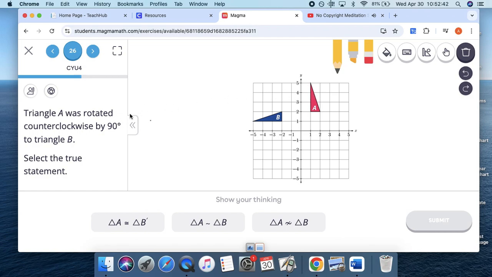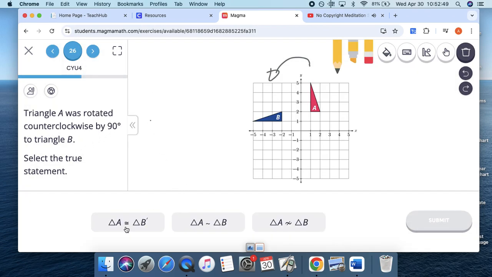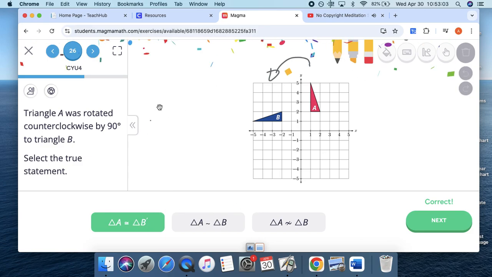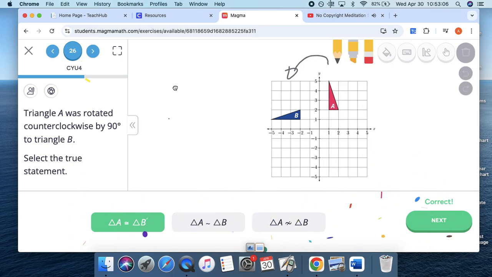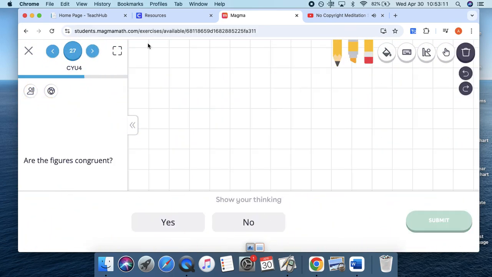Triangle A was rotated 90 degrees to triangle B, right? Select the true statement, or I don't know what the true statement is. Triangle A is congruent to triangle B, yes, and it would be this one. Oh, by the way, if you look at this, this means congruent. Okay, that's what they mean. I gotta go to the next question. So that meant congruent. This means similar, by the way. Okay.